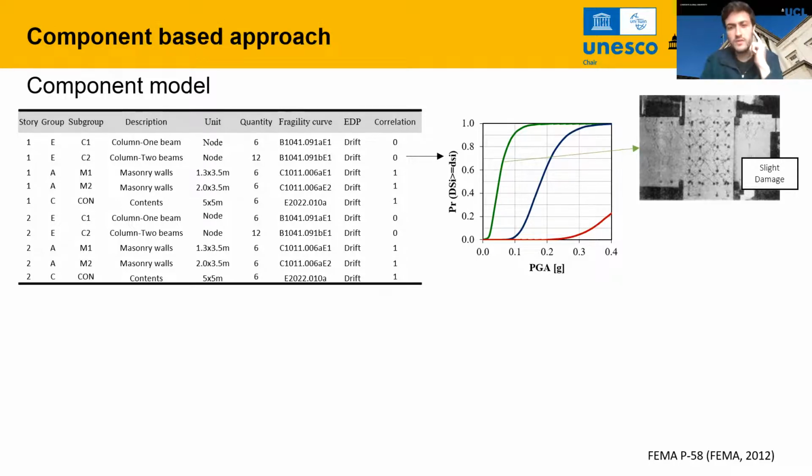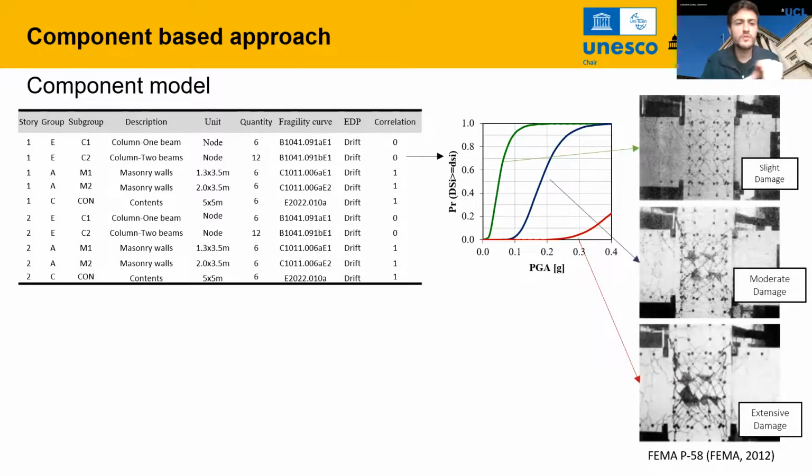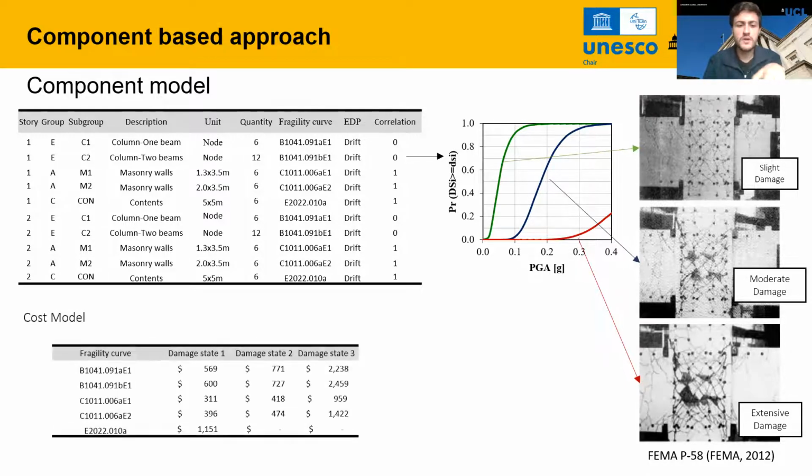And each one of these fragility functions has several damage states. This one is for a node of 1 column, 2 beams, 1 on each side. And in this FEMA document, they specify what is slight damage, what is moderate damage, and what is extensive damage. For each one of these damages, you can then assign a cost of repairing that particular damage. So the extensive damage repairing cost will be very much higher than the slight damage repairing cost. And you need to do that for each one of the components.